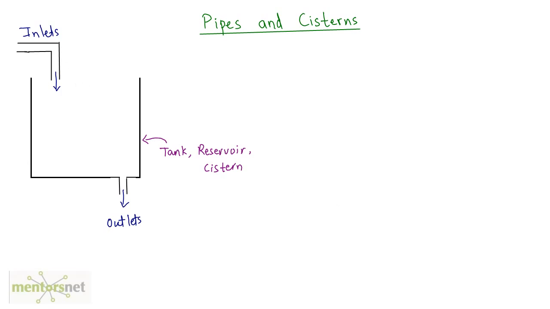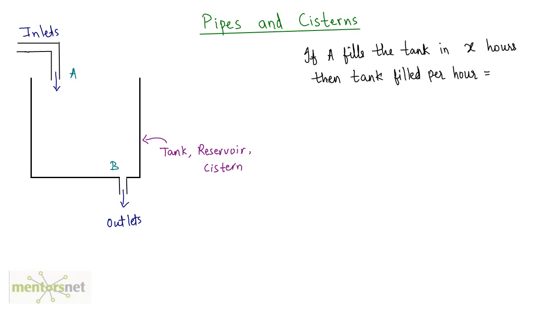Now let us name the inlet. Let it be inlet A and the outlet be B. Right. Now let us look at some of the basic formulas that we are going to use in these topics. If A fills the tank in X hours, this inlet is pouring some liquid into the tank, and the tank gets filled up to the brim in X hours, then what will be the amount of tank filled per hour?